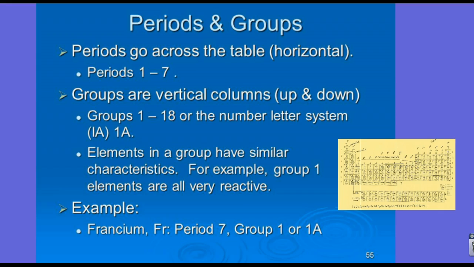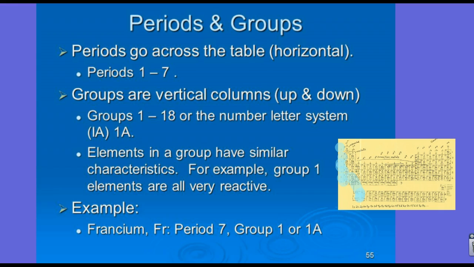Periods. The periods on the periodic table are the ones that go across, maybe in a little straighter line than that. So those are the periods, and in fact there are 7 periods if you count them. 1, 2, 3, 4, 5, 6, 7. And these are 6 and 7 because they actually slip up in there.